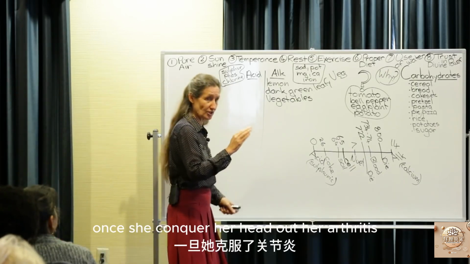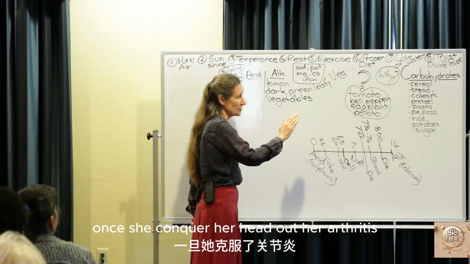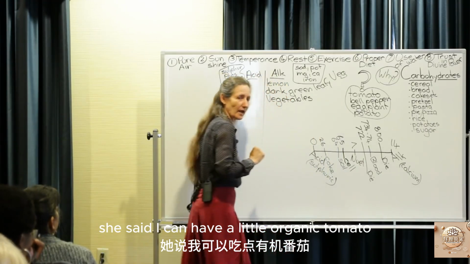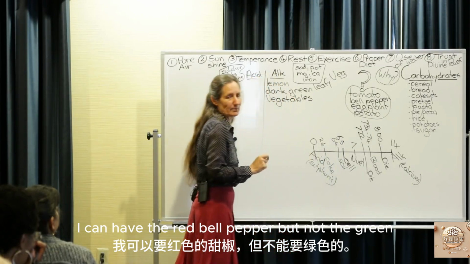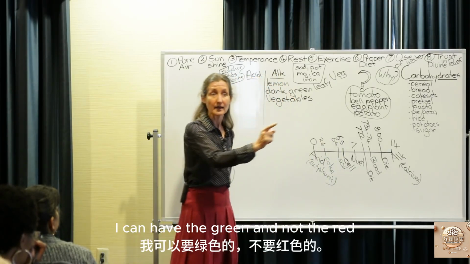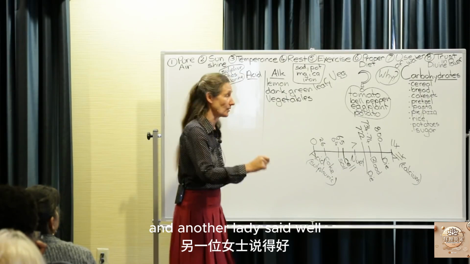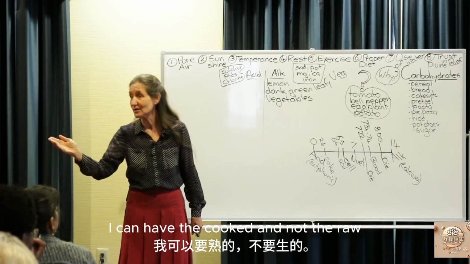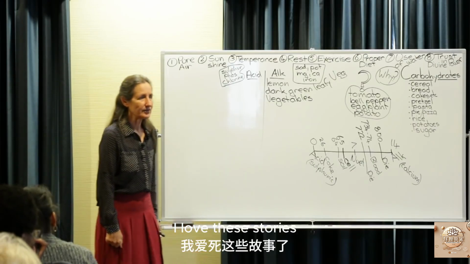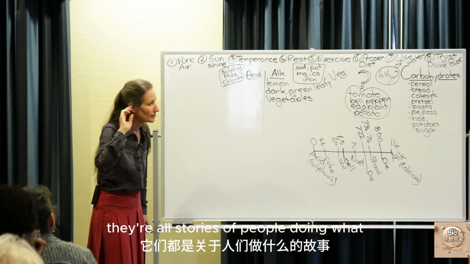One lady said once she'd conquered her arthritis, she said, I can have a little organic tomato. I can have the red bell pepper but not the green. And one lady said, well, I can have the green and not the red. And another lady said, well, I can have the raw and not the cooked. And another lady said, well, I can have the cooked and not the raw. I love these stories. They're all stories of people doing what?